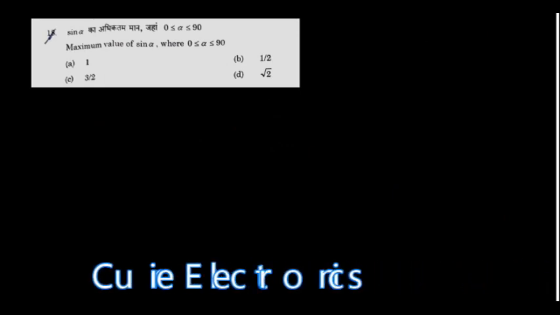Question number 18. What is the maximum value of sine alpha, where alpha is less than or equal to 90 degrees? Sine 90 degrees equal to 1.